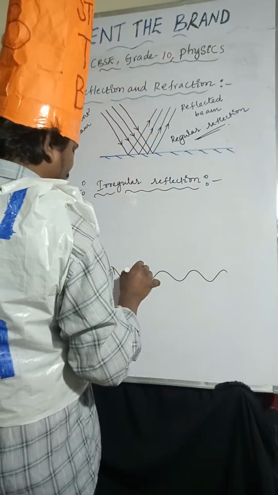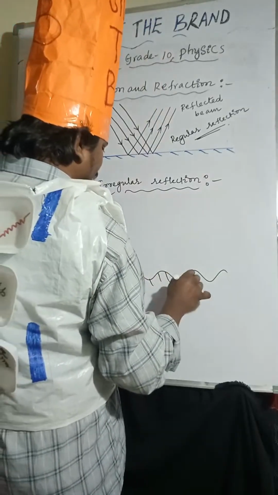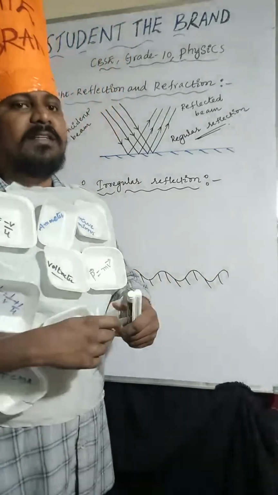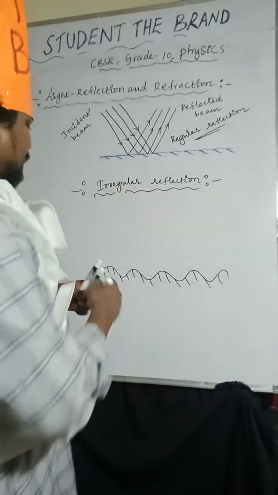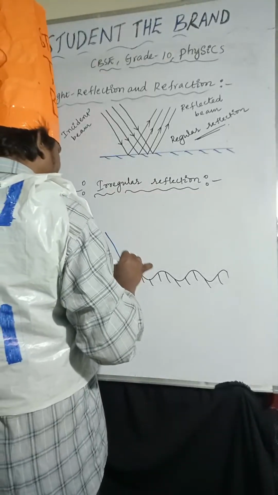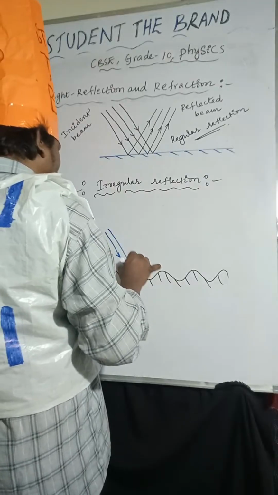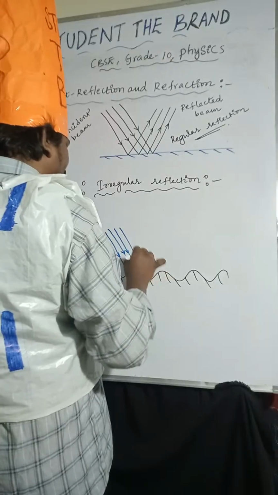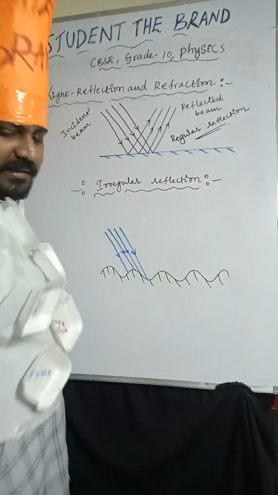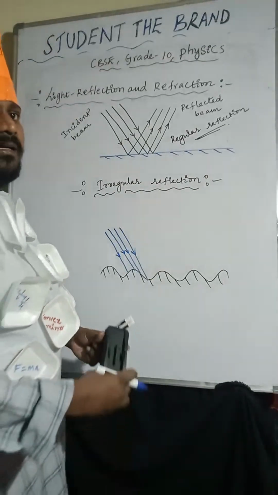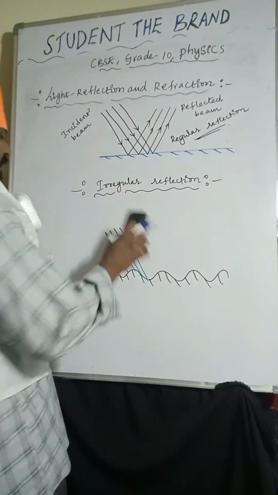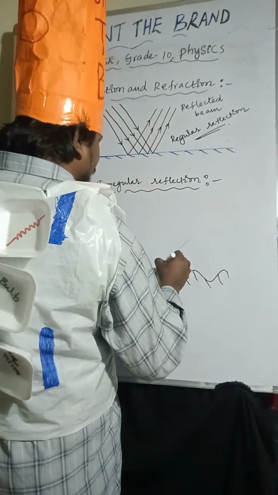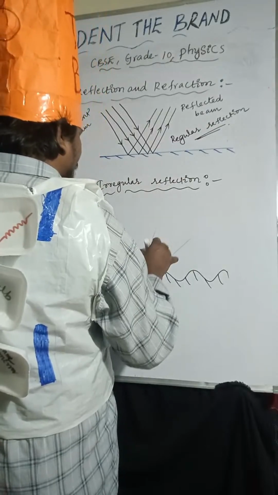So here you can observe. Incident light rays are parallel, but reflected light rays are not parallel to each other. These are the incident light rays. Incident light rays are parallel, but reflected light rays are not parallel to each other. This type of reflection is called irregular reflection. So here you can observe, these light rays will move in different directions.